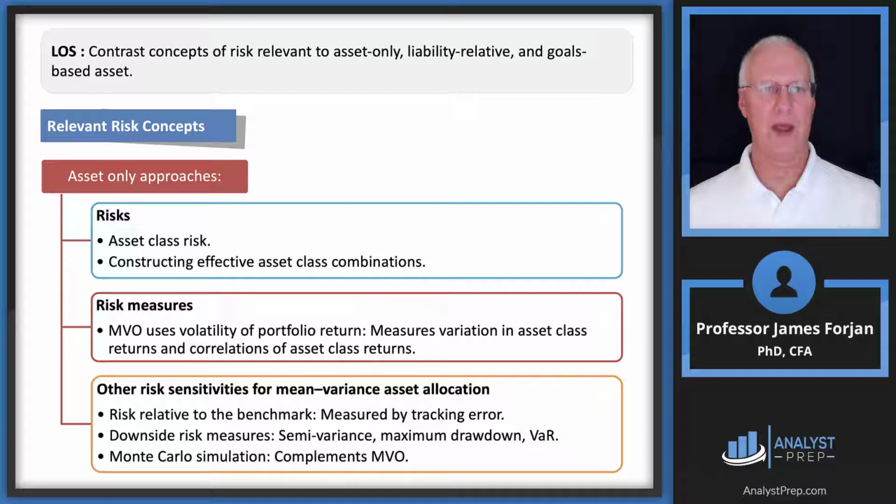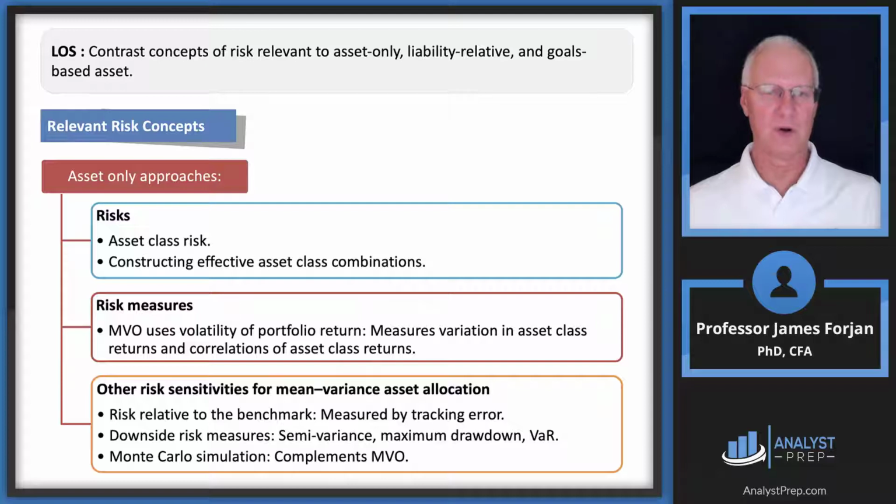All right, how about contrasting the concept of risk relative to those three goals? So the asset-only approach. What are we doing here with the risks? We need to figure out the risks of each asset class, and we're going to construct effective asset class combinations. Of course, we're doing that within the context of this mean variance optimization. And what did Harry Markowitz teach us back in 1952? Essentially, he's trying to find the optimal combination, the optimal locus of points, that minimizes risk while maximizing expected return.